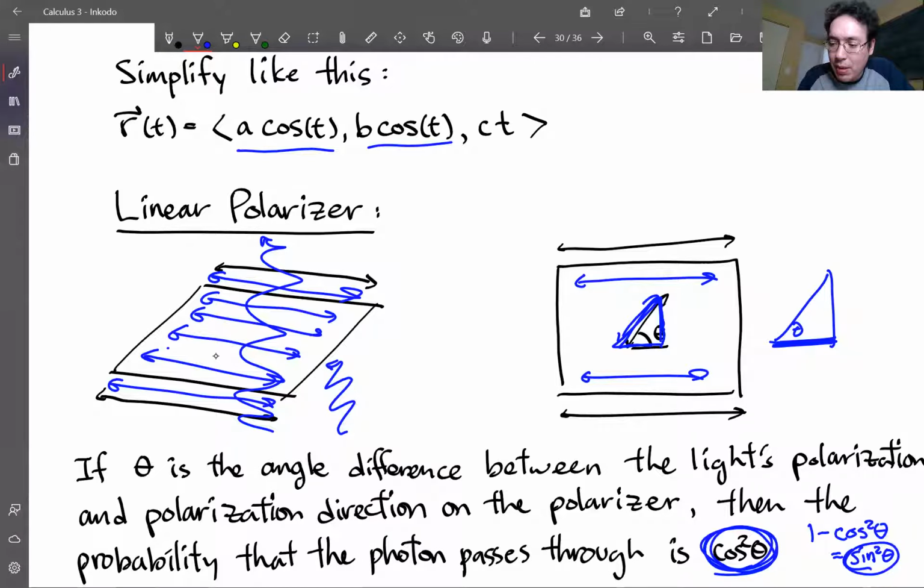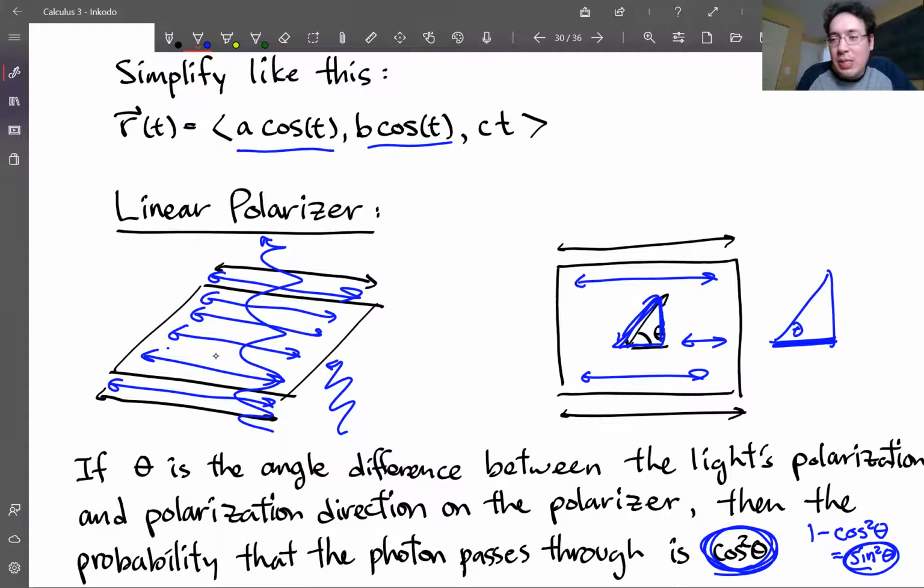Okay. So if it passes through, then the photon that passes through is now going to have the same polarization direction as the film, right? If it gets blocked, then it's gone, right? So the only light that passes through is going to have the exact same polarization direction as that prescribed in that linear polarizer. Okay.